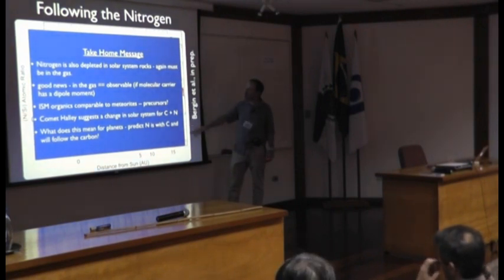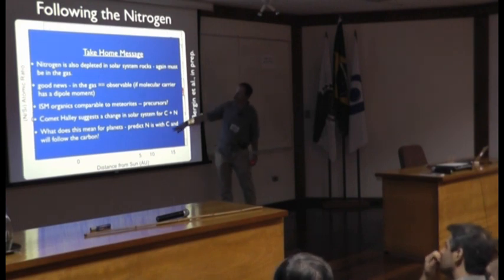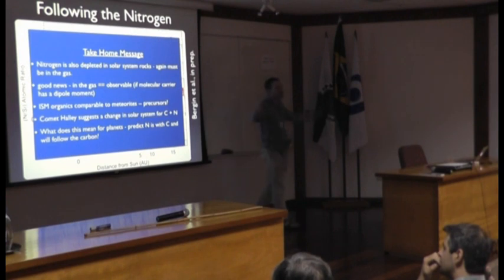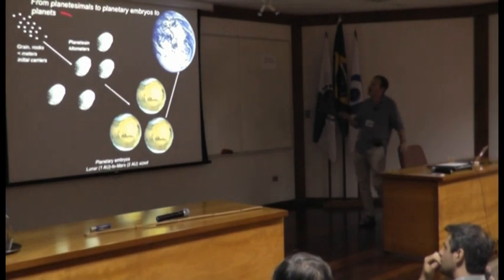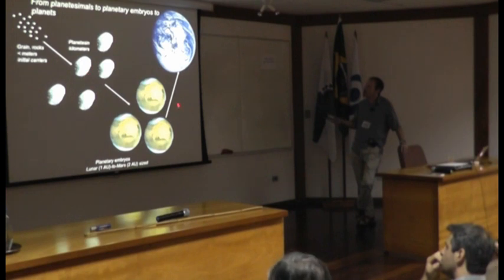What does this mean for planets? Actually, this would tell us that the N is with the carbon, and so you just follow the carbon. Or you can follow the nitrogen, and that tells you what the carbon's doing. That's also kind of cool. So here we are. This is our planet formation. You start with grains, you make planetesimals, you make planetary embryos, eventually make the Earth.